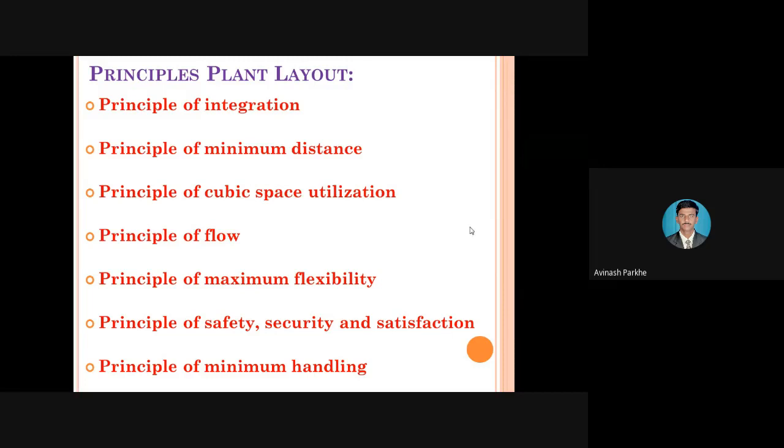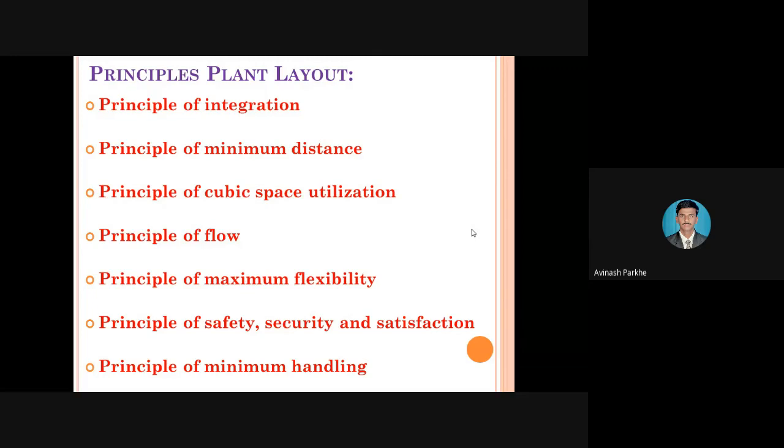Then the third principle is called the principle of cubic space utilization. Related to this principle, I have already explained many things related to the objectives of the plant layout. So once again I will explain what cubic space utilization is. We know that a large area is available in the industry. Maybe some horizontal space is there, some vertical space is there, some space is available at the top side, then the bottom side, and some space is available at the left side and right side.